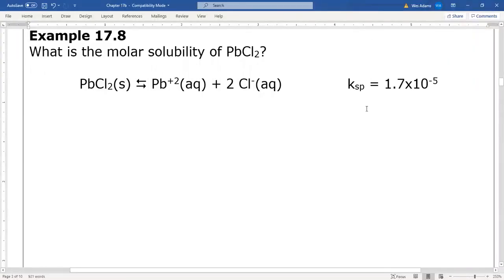So let's look at one more example. We've got, in this case, lead chloride. So we've got lead chloride dissolving to form lead 2+ and the chloride ion, and the Ksp is 1.7 times 10 to the negative fifth, so more soluble than our previous salt. But in this case, I have the Ksp and I want the molar solubility. It's a little bit different of a problem.